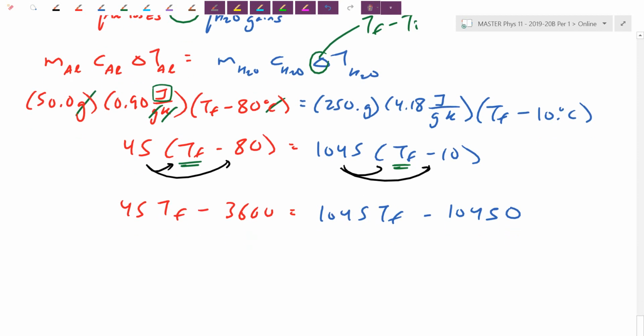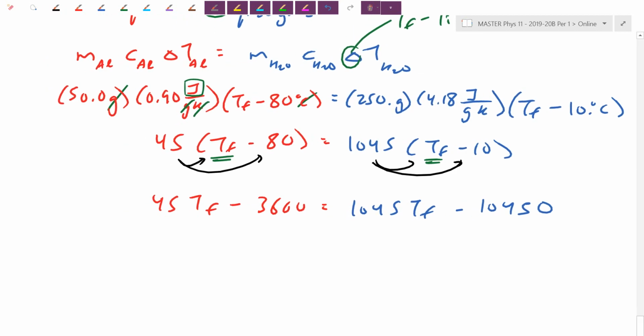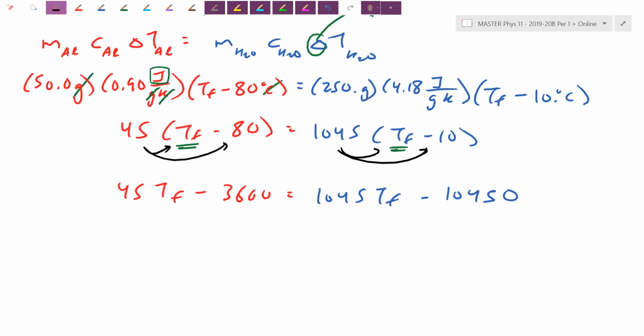And then now that I have it out of the binomial, I can just collect the like terms. So again, I purposely been leaving the mistake. Don't copy this last little bit just yet. We'll correct it afterwards. I'm going to bring the 45 over. So minus 45. Don't copy this in the black just yet. So 1000 TF. I'm going to add the 1045 over. 10450 plus minus 3600. I should be getting 6850. And there we go. Our final temperature is 6.85 degrees.